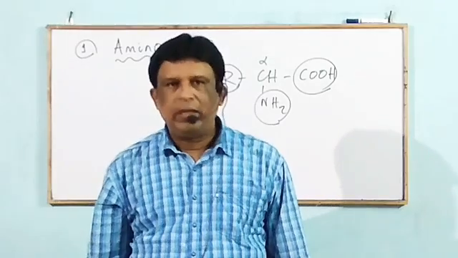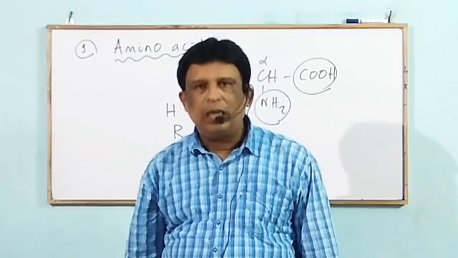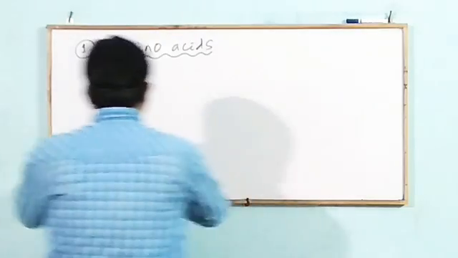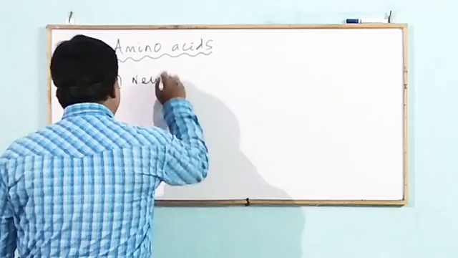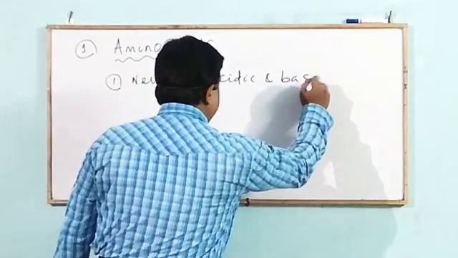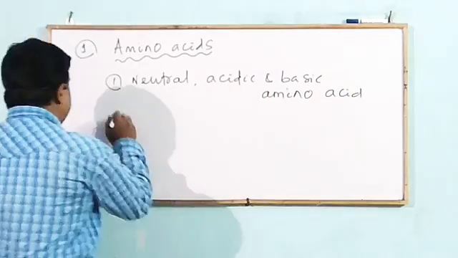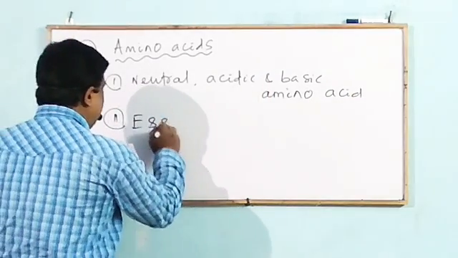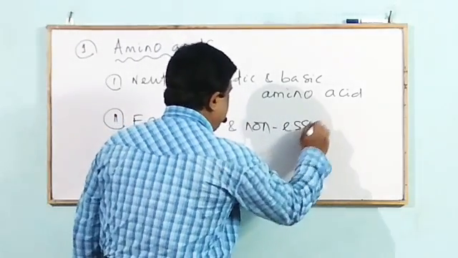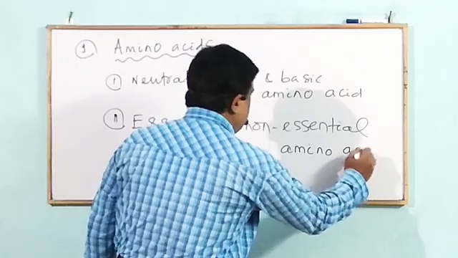This amino acid is classified into two types. First is neutral, acidic and basic amino acid, and point two is essential and non-essential amino acid. We discuss one by one.